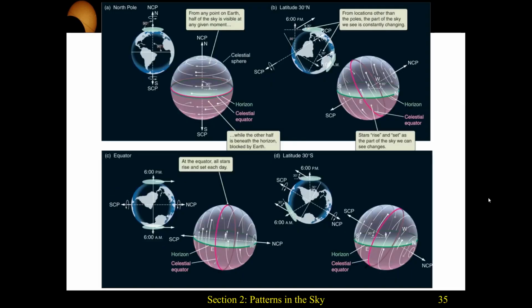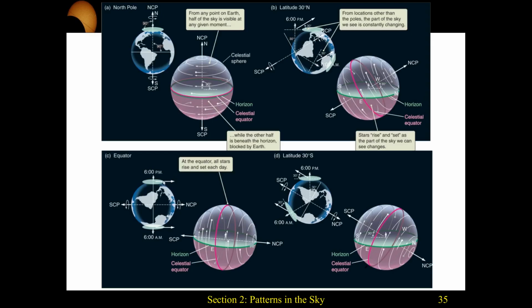Recapping all this together now, if you live at the North Pole, this would be your perspective of the celestial sphere. The half that you can see, the half you can't see. At any point, half the sky is visible, and you'll see all the stars being circumpolar. Now, if you, say, lived at latitude 30 degrees north, this would be your view, where the celestial equator has been rotated around. You'll still see the North Celestial Pole. You'll see some stars that are circumpolar, and other stars that will rise and set as you rotate around.